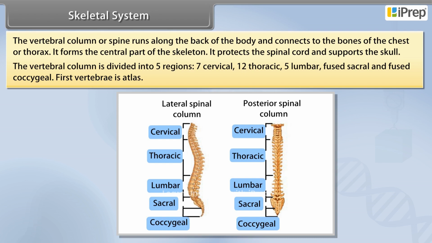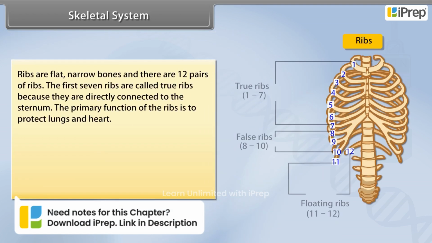The first vertebra is the atlas. Ribs are flat, narrow bones, and there are 12 pairs of ribs. The first 7 ribs are called true ribs because they are directly connected to the sternum. The primary function of the ribs is to protect the lungs and heart.